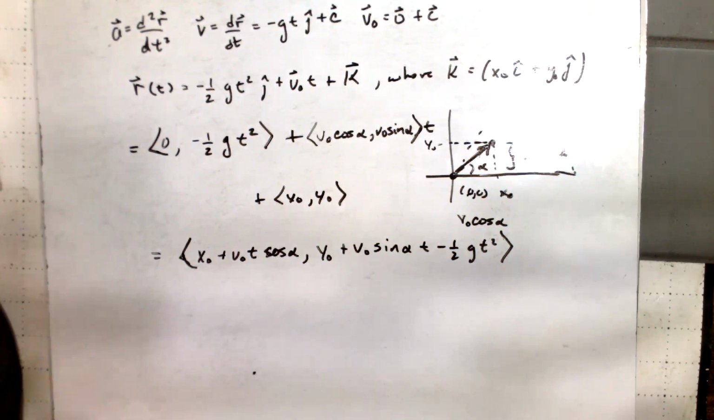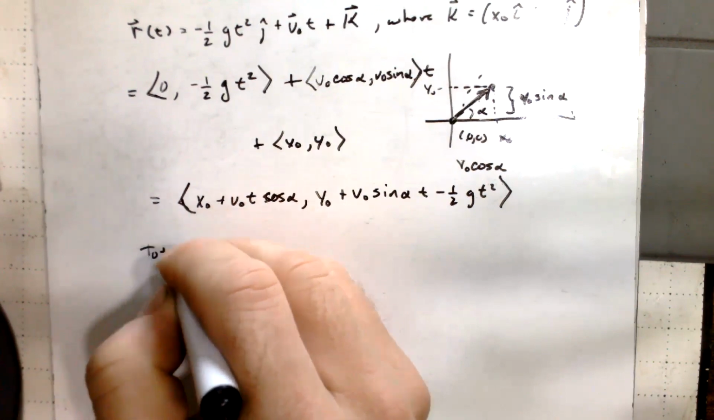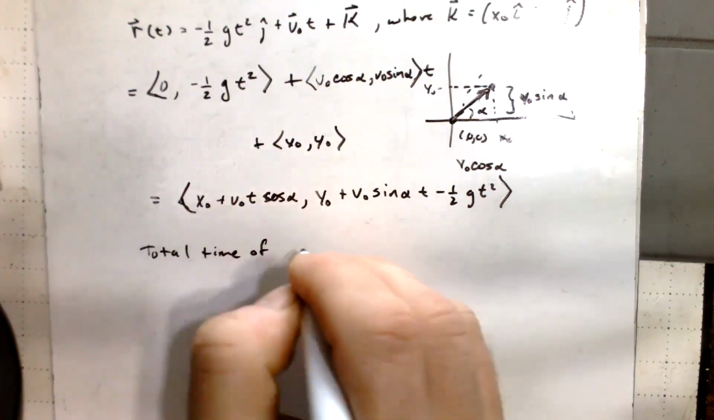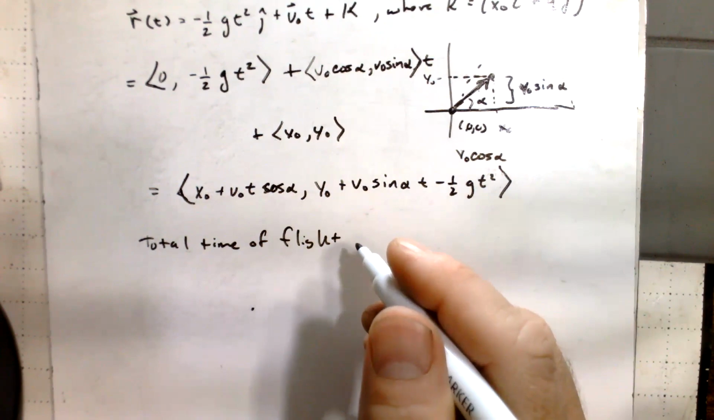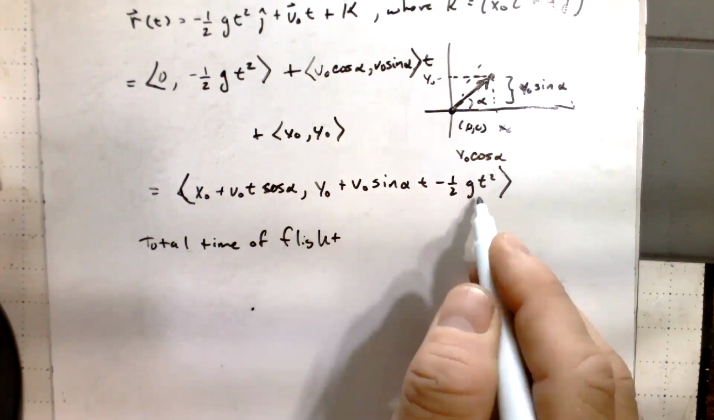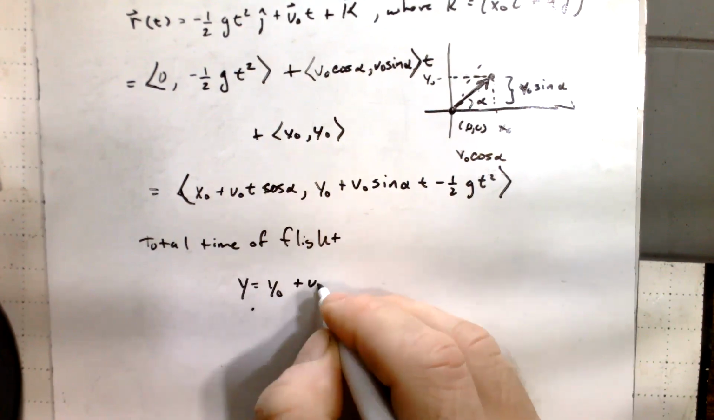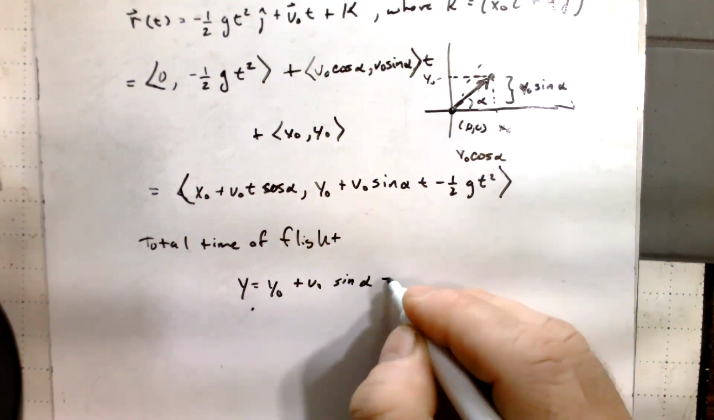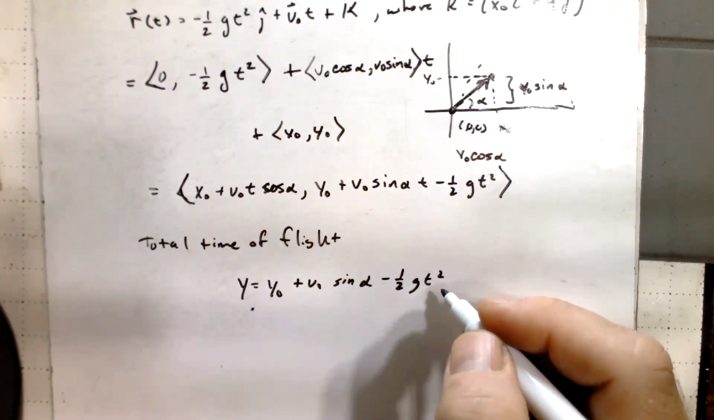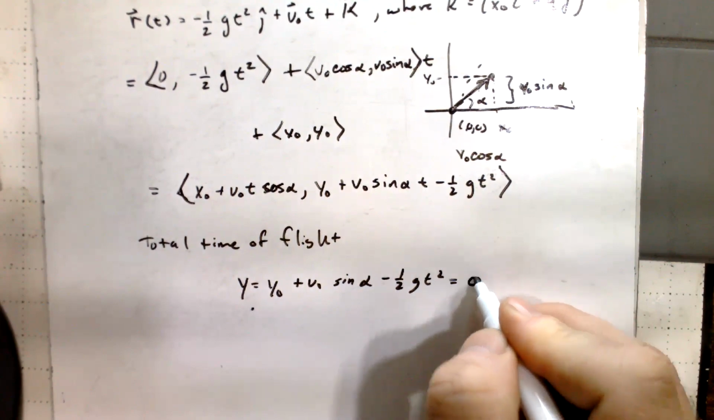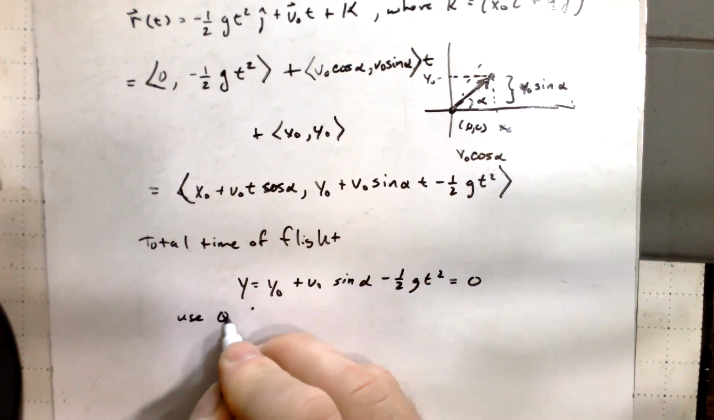For the total time of flight, we just need to take the y component here. So set y equal to y naught plus v naught sine alpha t minus 1/2 gt squared. This will give us the time that it's in the air, and set it for when y is equal to 0. So use any method, but the quadratic formula, for example, would work.